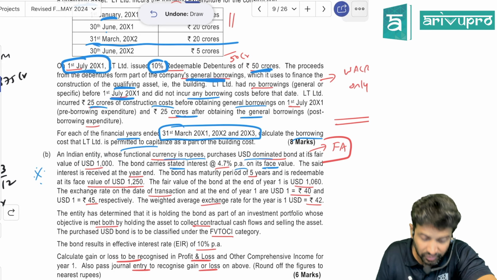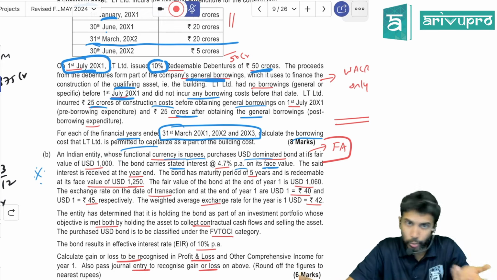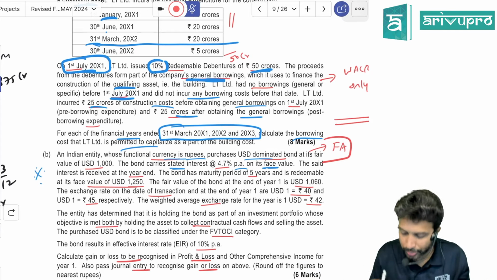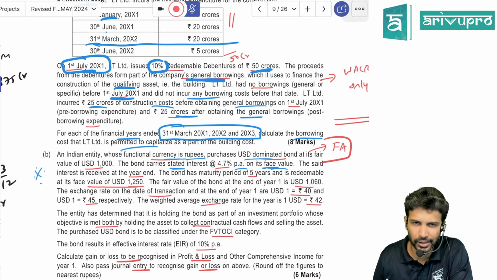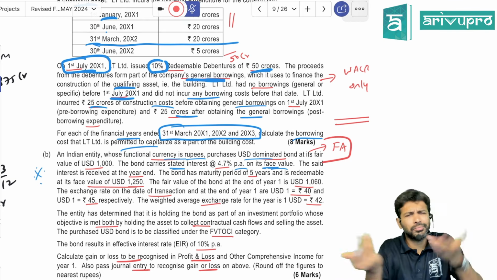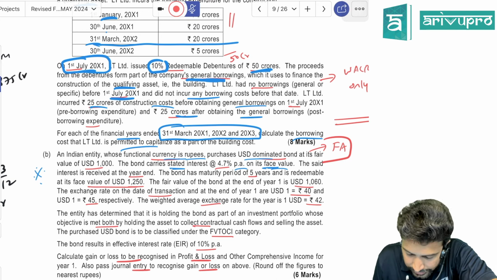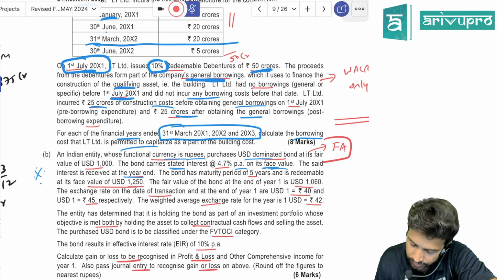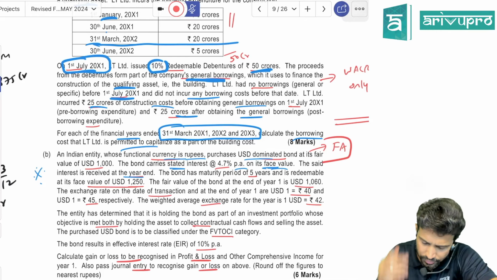Here we have purchased the investment at fair value. Fair value and face value need not be the same. It could be the same, it need not be the same also. But interest is always calculated on the face value, like dividend. Usually it's on the paid up value, but paid up value and face value in the majority of cases will be the same. The said interest is received at year end. Okay, fine. At every year end you will receive full year interest.